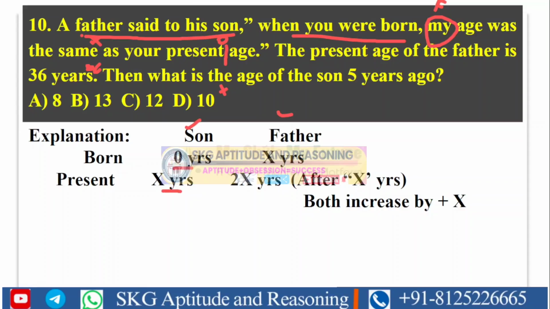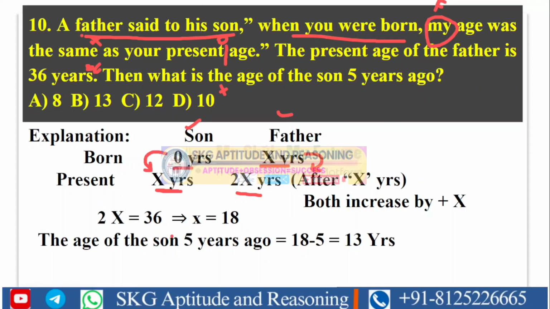So suppose we assume the present age of the son is x years, then the father's age will be x years only. In the starting classes, we told that if one person's age increases by x years, the other person's age also increases by the same x years. So directly the present age of the father will be 2x. In the question the present age of the father is 36 years, which means 2x equals 36 years, then x equals 18 years.